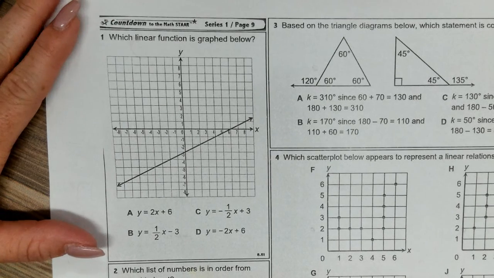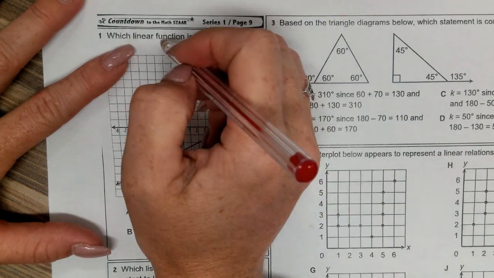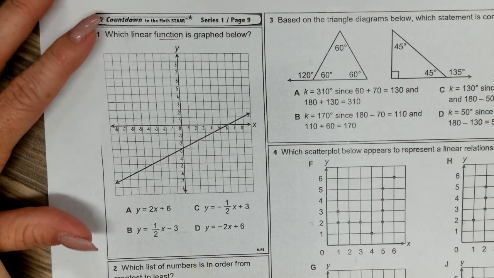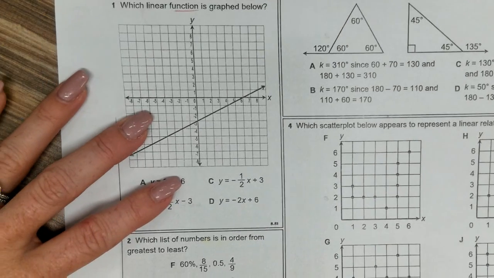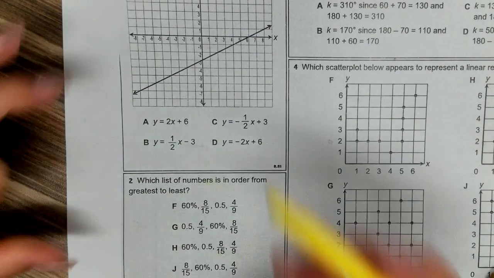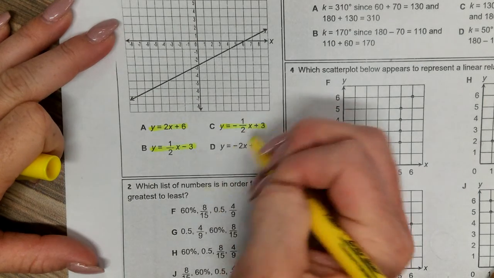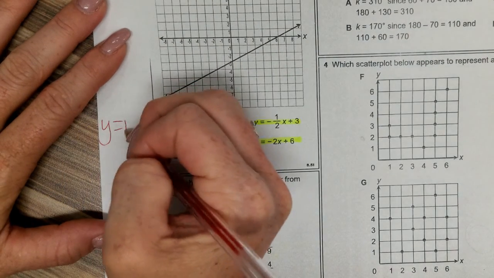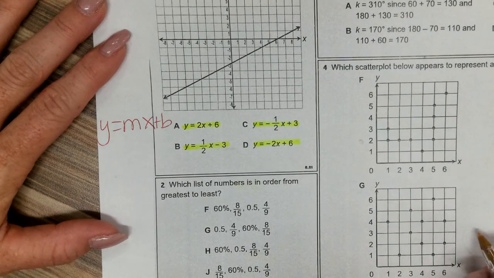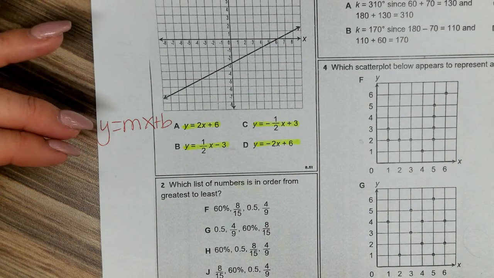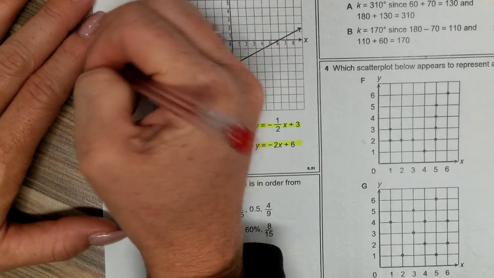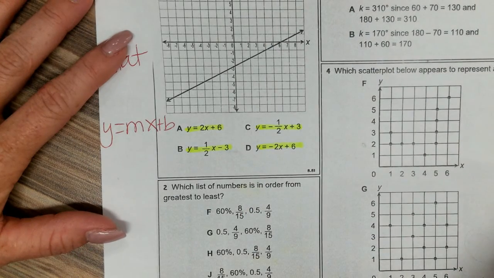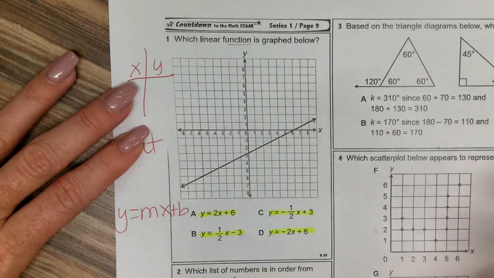Okay, on the back, number 1, yes, they use the word function, but that's not what they were talking about. If you looked at the answer choices, they were all in y equals mx plus b form. That is an equation, y equals mx plus b. There's 2 ways to do this. Number 1, you could use stat, but you need 2 coordinates, yes? So I make a table.